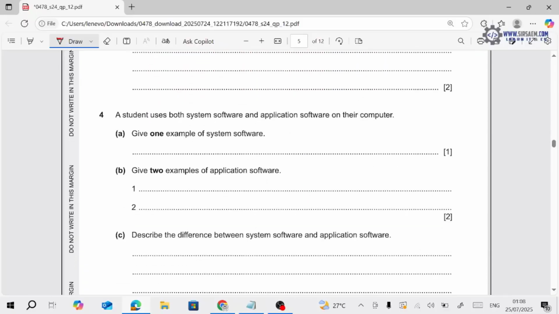A student uses both system software and application software on the computer. Give one example of system software. System software includes your operating system and also your utility programs. Now remember something, operating systems and utility programs help the computer system to work more efficiently.